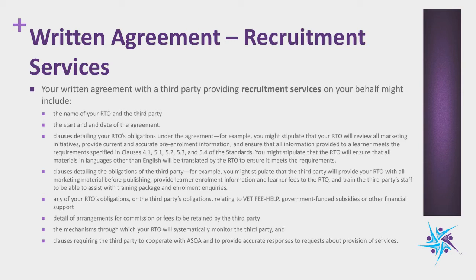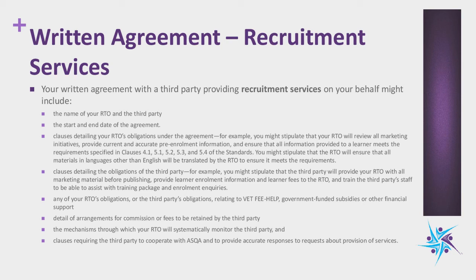Your written agreements with a third party providing recruitment service also on your behalf might include the name of the RTO and the third party, the start and end date of the agreement, clauses detailing your obligations under the agreement. For example, you might stipulate that your RTO will review all marketing initiatives, provide current and accurate pre-enrollment information, and ensure that all information provided to a learner meets the requirements specified in clauses 4.1, 5.1, 5.2, 5.3, and 5.4 of the standards.